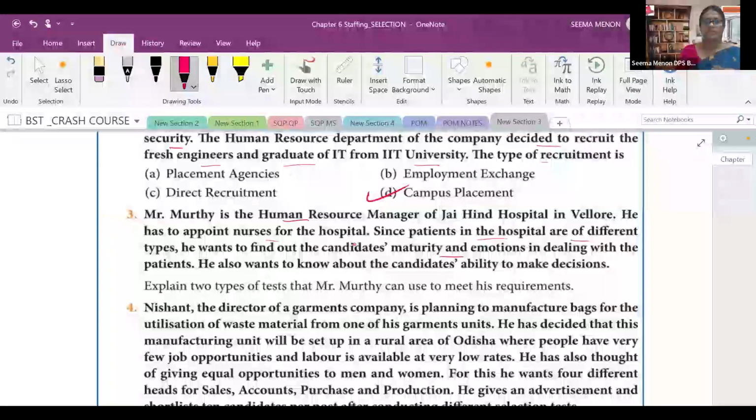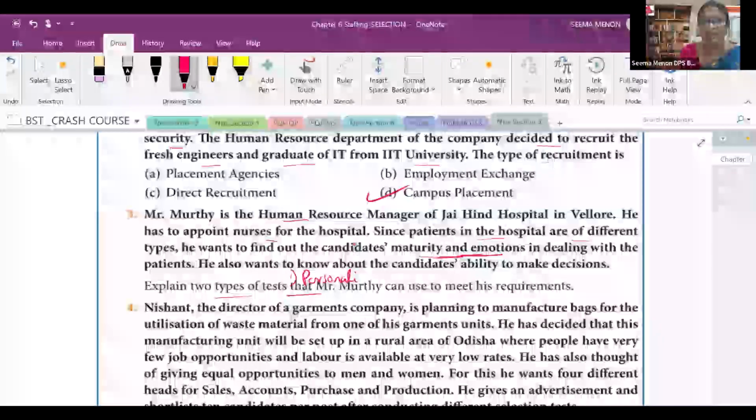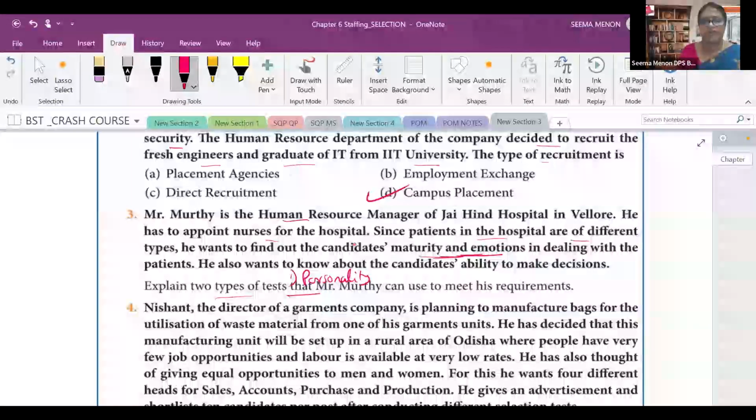This we already discussed in the various types of selection tests. Explain two types of the test. What are the two types of the test? So I hope you will be able to understand, maturity and emotion will come under which? It will come under personality test, yes or no? So here we have to answer this. Explain two types of test. So the first one is personality test. Personality test may discuss their maturity, emotions, values, etc.